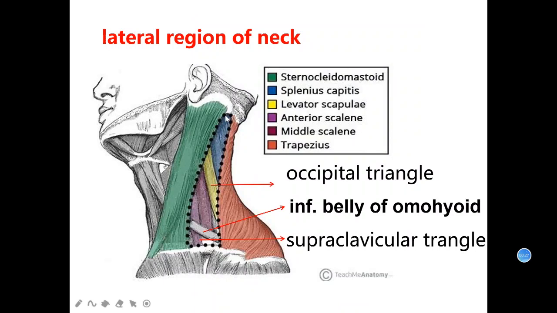The lateral region of the neck is this region. It's bounded by the posterior border of the sternocleidomastoid, the anterior border of the trapezius, and the upper border of the clavicle. This region is divided into two triangles by the inferior belly of the omohyoid. The upper triangle is the occipital triangle. The lower one is the supraclavicular triangle, or supraclavicular fossa.